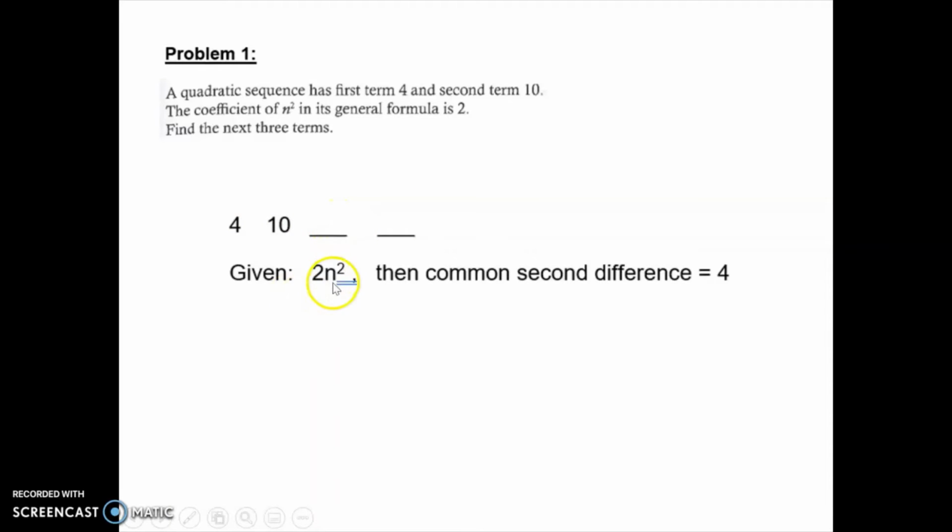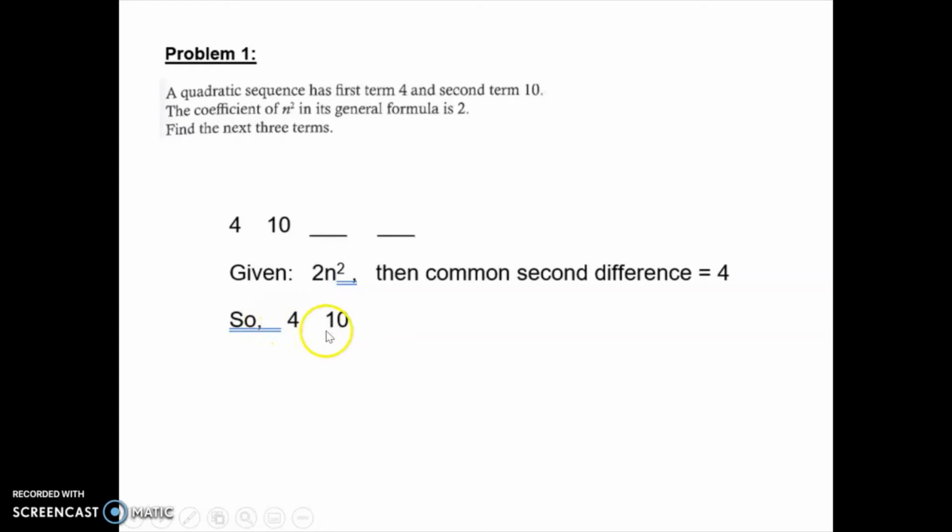What did you come up with? Great. Maybe you got it already, maybe not. Here's a hint to start. We know 4 is the first term, 10 is the second term. What are the next ones going to be? That's our goal. We are given that 2n squared is the beginning of our rule because it says the coefficient is 2 for n squared. When we're given that, we know the second difference must be 4. Right, because it's always double that.